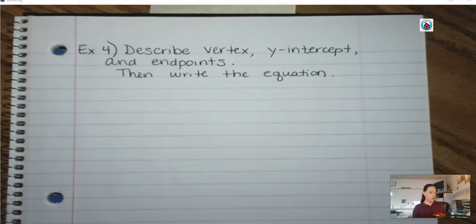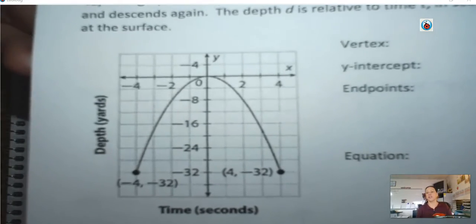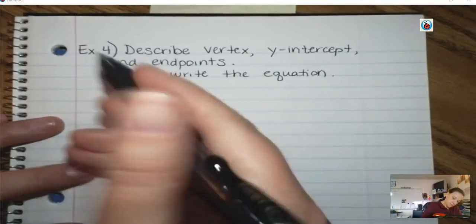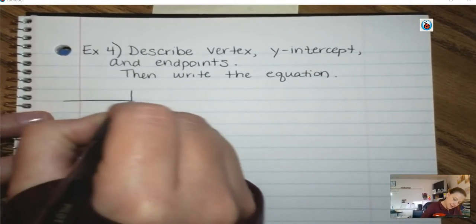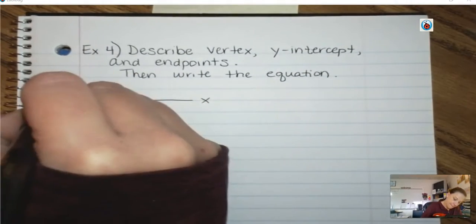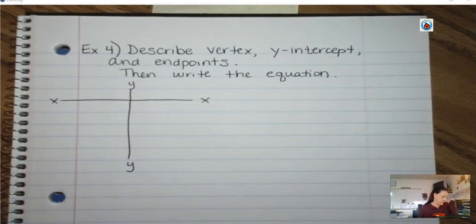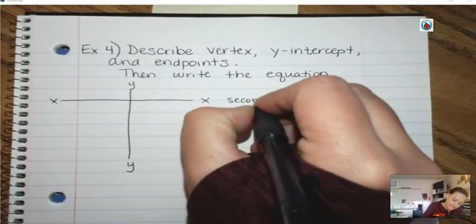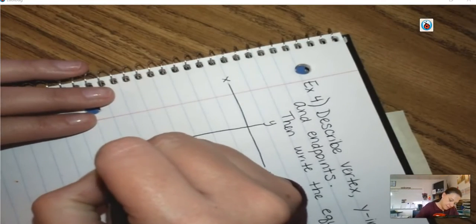Okay, for the word problem, this is the graph. We're just going to kind of sketch this in our notes. You don't need to get graph paper for this one. So draw an x and y axis. The x is going to be seconds. And the y is going to be yards.